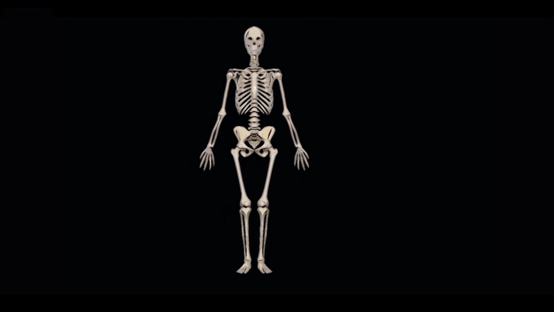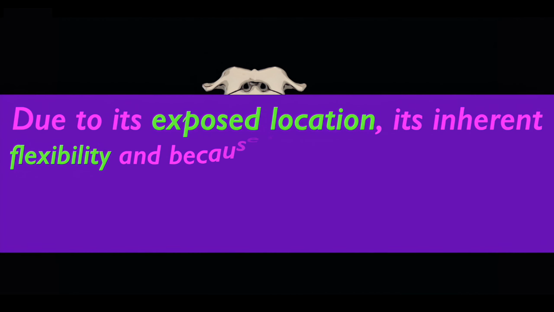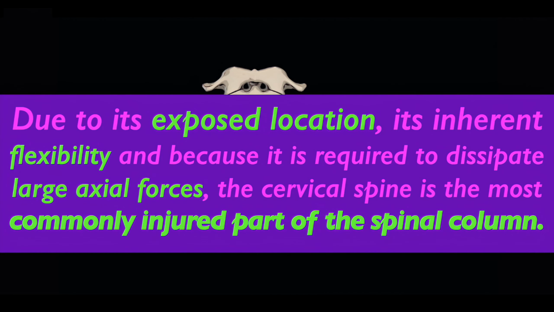The vertebrae of the cervical spine are smaller and more delicate than those of the thoracic and lumbar spine. Due to its exposed location above the torso, its inherent flexibility, and because the cervical spine is sometimes called upon to dissipate axial forces that are several times the individual's body weight, during contact sports, for example, the cervical spine is the most commonly injured part of the spinal column.